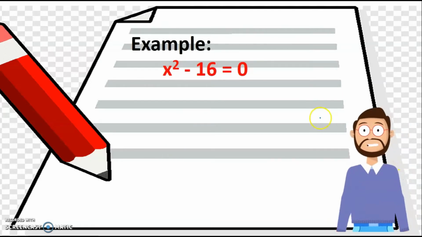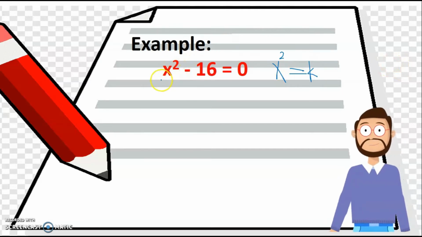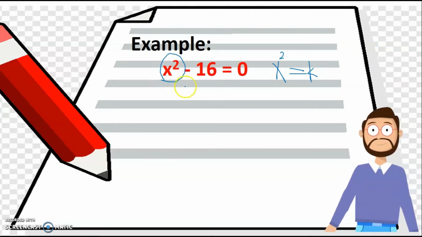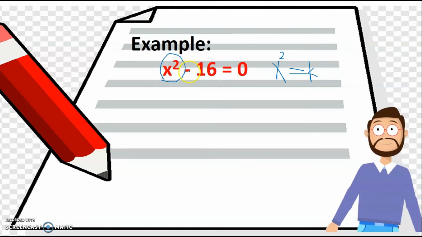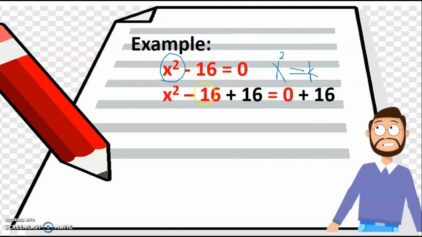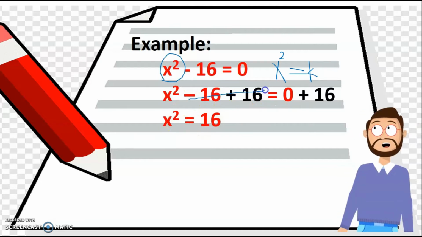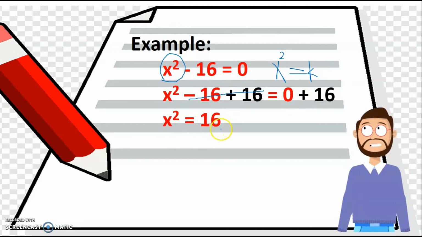For example, we have here x squared minus 16 equals 0. The first thing that we need to do is to rewrite this equation into the form x squared equals k. To rewrite this one, we have to isolate the quadratic term. Since this is negative 16, we have to add positive 16 to both sides of the equation. And this will give you x squared equals 16. This one will be cancelled out. 0 plus 16, that is 16.